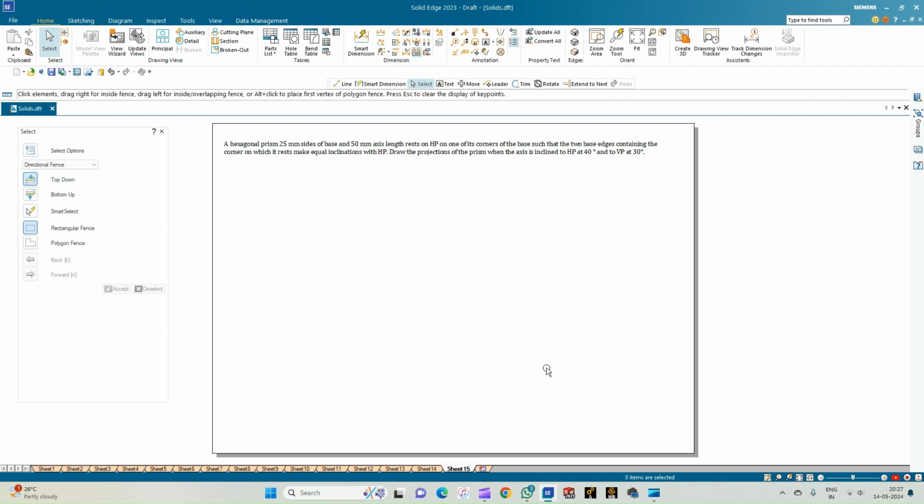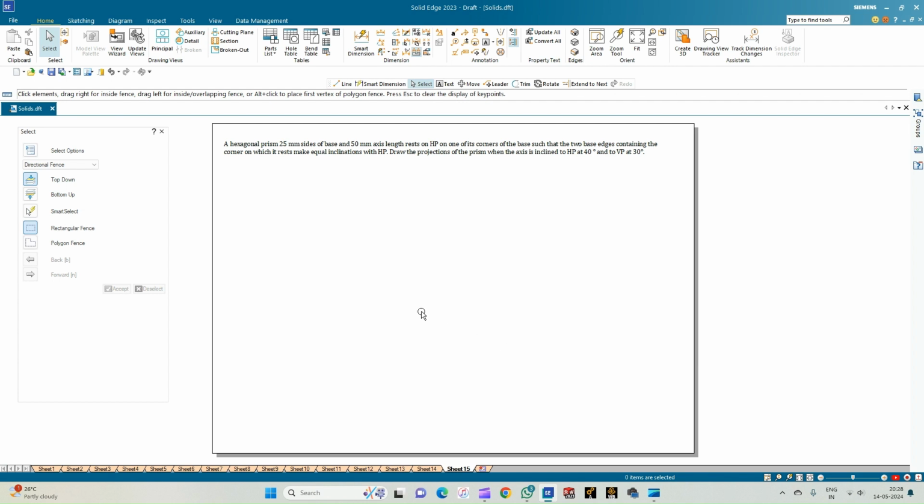30 degrees. So if you look at the problem statement, we can understand that the type of the solid given to us is a hexagonal prism, and then it is resting on one of its corners such that the two edges containing this resting corner are making equal inclinations with respect to the horizontal plane. So this is the initial resting condition. Next is with respect to the inclination. So the axis is inclined to HP at 40 degrees and to VP at 30 degrees.